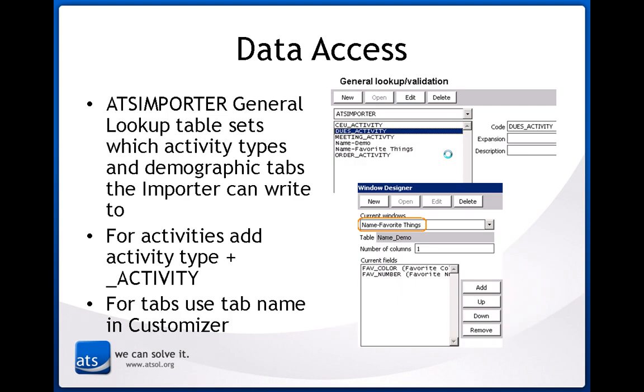Data access. The ATS importer general lookup table will also be set up so that you can control which activity types and which demographic tabs the importer can write to. For activity types, you're going to enter an entry into this table for each activity type with an underscore activity following it. For the custom tabs, you'll enter the tab name displayed in the customizer window in iMIS.